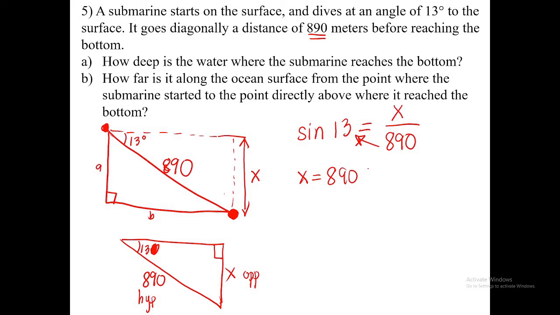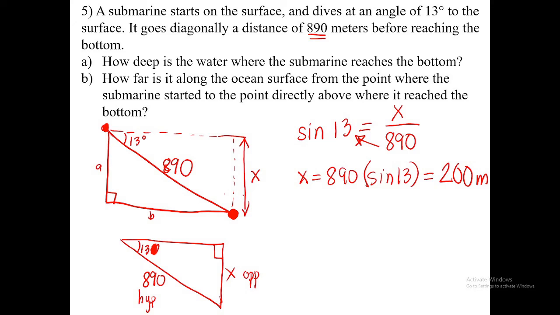How much do you get for that? How much do you get, please? Whole number again, nearest whole number. 200, sir. 200. Very good. 200 meters. This is the depth of the water. Okay? Let's go to the second problem.